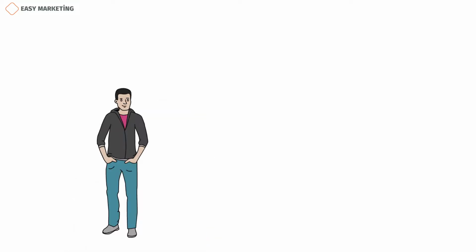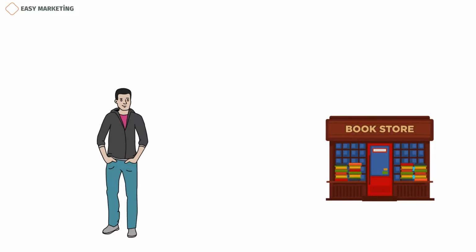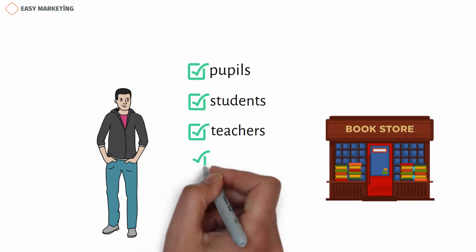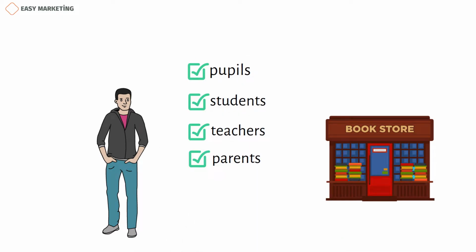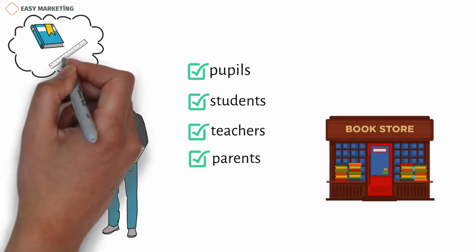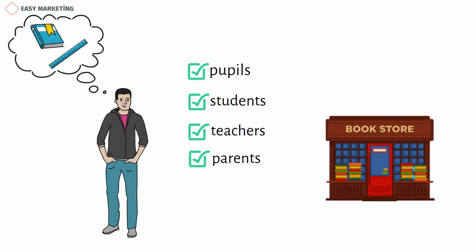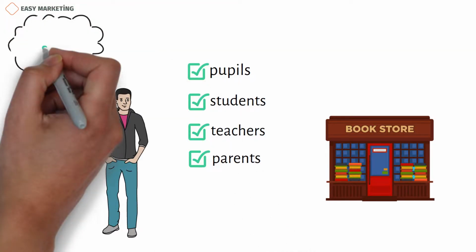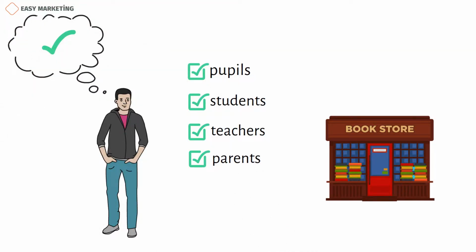Suppose someone wants to open a bookstore in Berlin. After identifying the target audience as pupils, students, teachers, parents, and other book lovers, he first thinks about from whom and at what price he can get books and school supplies. After doing this, he determines exactly what products he'll sell and at what price.